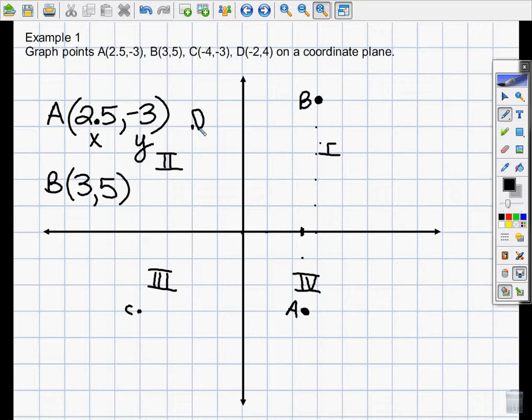Okay? So what quadrant is C in? The third one. Third, bottom left. And of course, D is in the second quadrant. You got it. All right?